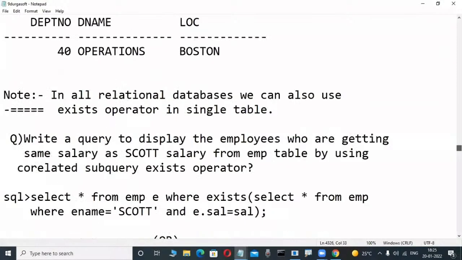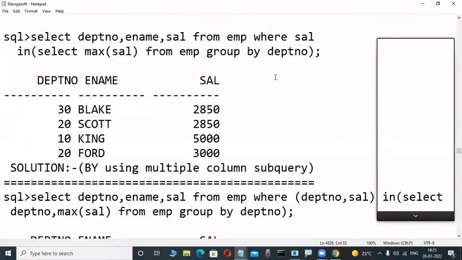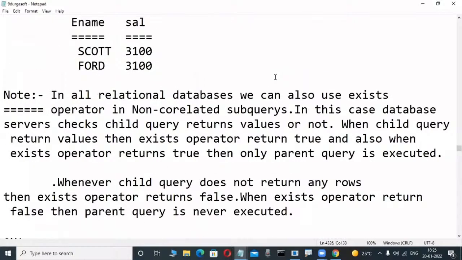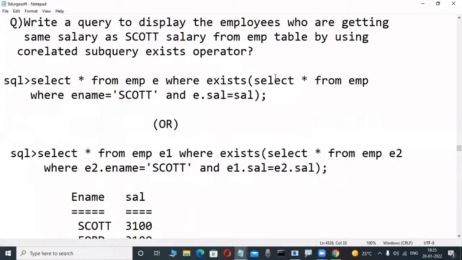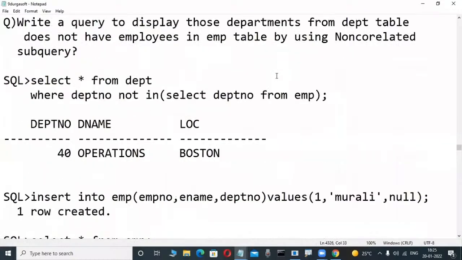Suppose you are attending an interview, then they ask you to display the nth highest salary employee, the second highest salary employee, or to delete duplicate rows. These types of things are there. Those are all things we are learning about in our course only.